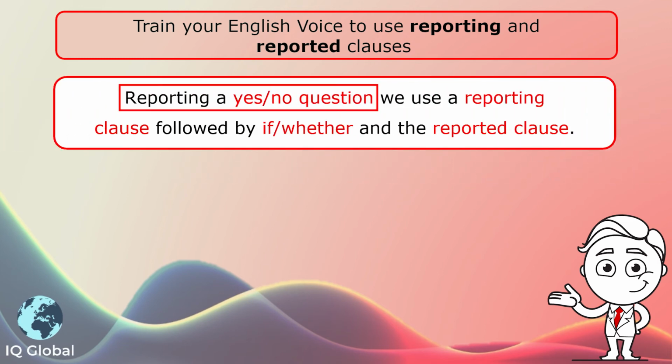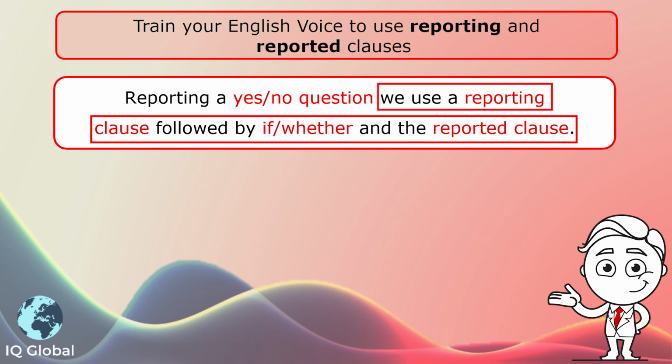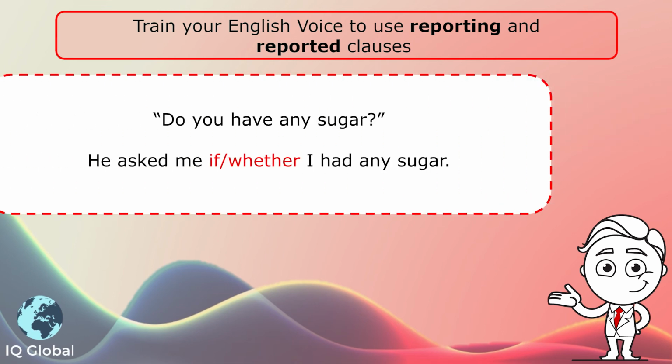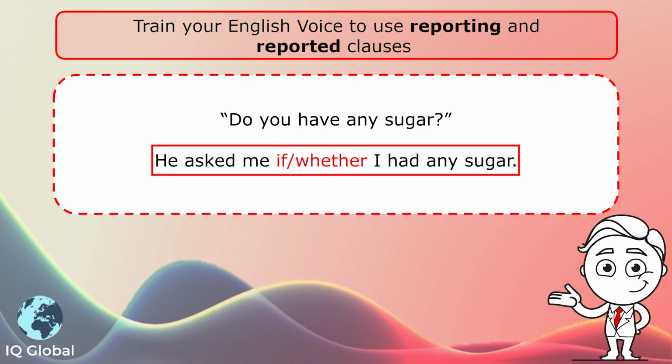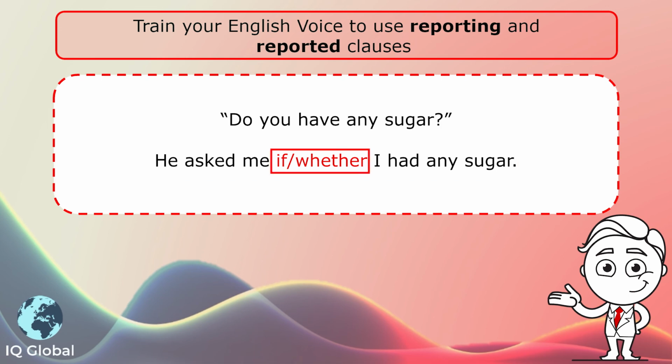And reporting a yes or no question, we use a reporting clause followed by if or whether and the reported clause. For example, the question is, "Do you have any sugar?" To report this question, we would say he asked me if I had any sugar, or he asked me whether I had any sugar. So we use that if or whether and the reported clause, which was have any sugar.